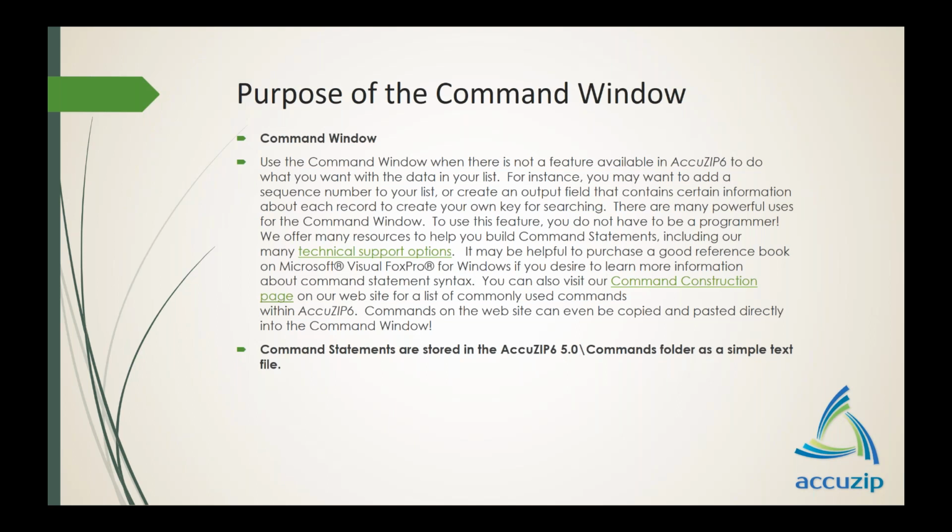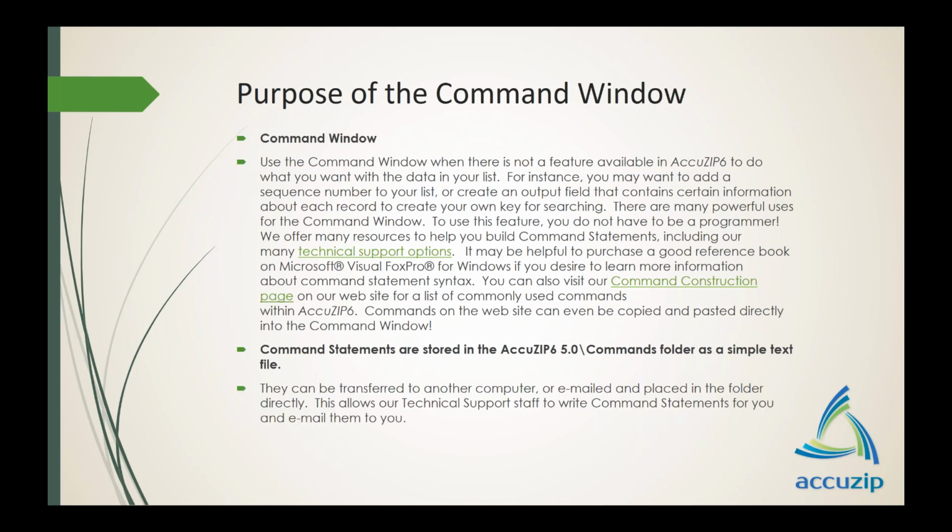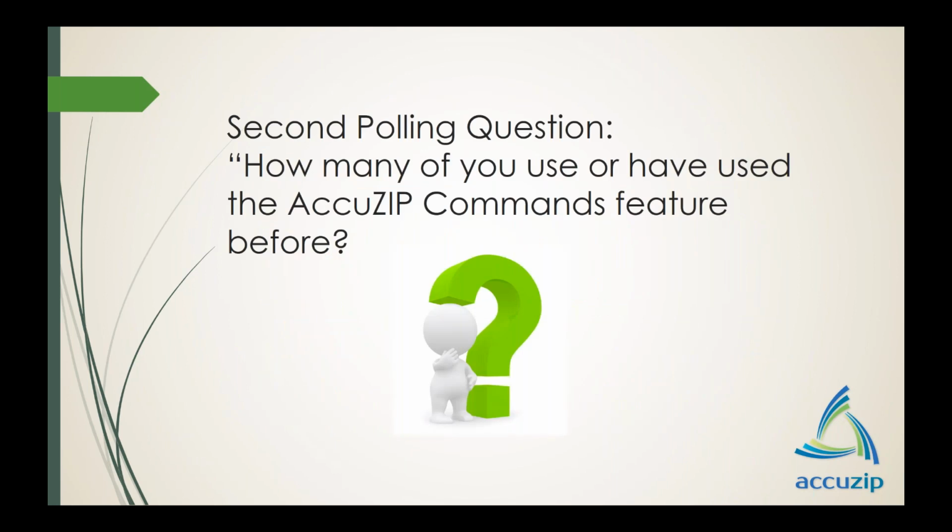Now the commands in AccuZIP are actually stored in the AccuZIP6 5.0 commands folder. And these are just simple text files. There's nothing special about these command documents. They can be transferred to another computer. We can email you commands, you can place them in that folder, or you can create new commands and just copy and paste the text right into the command window in AccuZIP. So they're very easy to run and transfer from machine to machine.